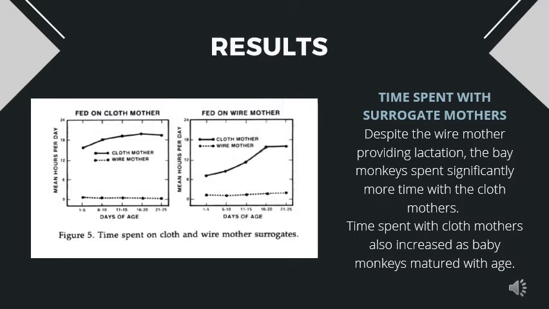Experiment 1. This experiment showed that despite the wire mesh mother providing lactation to the baby monkeys, they spent significantly more time with the cloth surrogate, as the graph pictured here displays. This goes to show that attachment flourishes where the monkeys were provided with palpable comfort, and satisfying basic physiological needs was given secondary importance, as they would only respond to the surrogate mesh wire mother when they needed milk but otherwise responded more actively to the comfortable cloth mother.